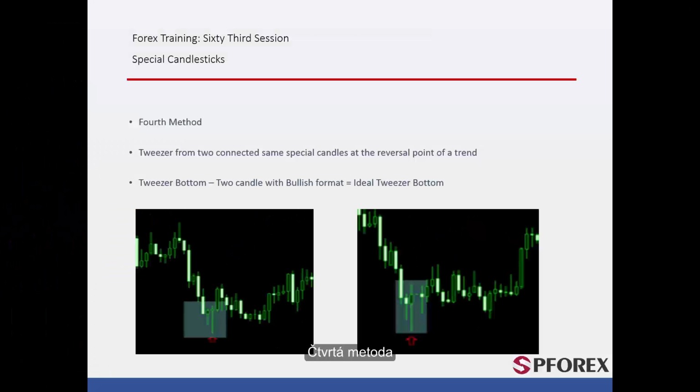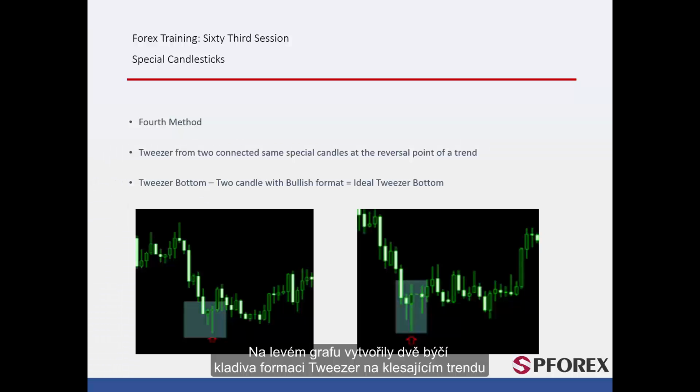Fourth method. A trader can utilize tweezer candles to determine pivot points. On the left graph, two bullish hammer candles have formed a tweezers pattern on a downward trend. So, a trader could place a buy order after market price has passed the high price of tweezers. On the right graph, another tweezers has formed, in which a bullish candle formed just after a bearish candle. Tweezer patterns with two bullish candles have more power than tweezers with a bullish and a bearish candle.